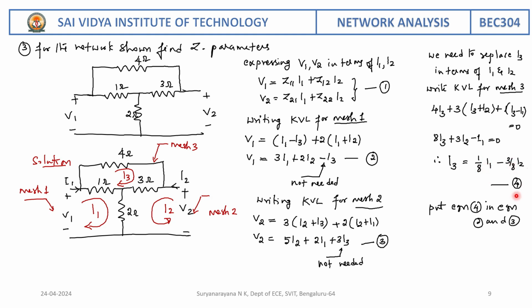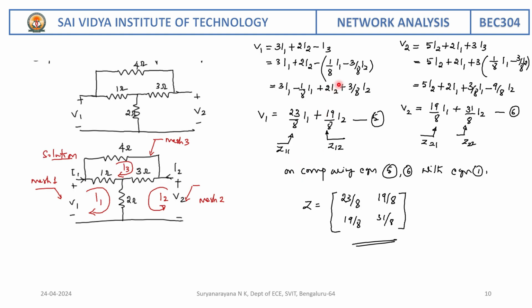Now substitute this equation in second and third to get V1 and V2, so that you can express V1 and V2 in terms of only I1 and I2. So on substituting I3 here and simplifying, we are going to get V1 and V2 in terms of I1, I2 only. So now write the Z parameter as shown.